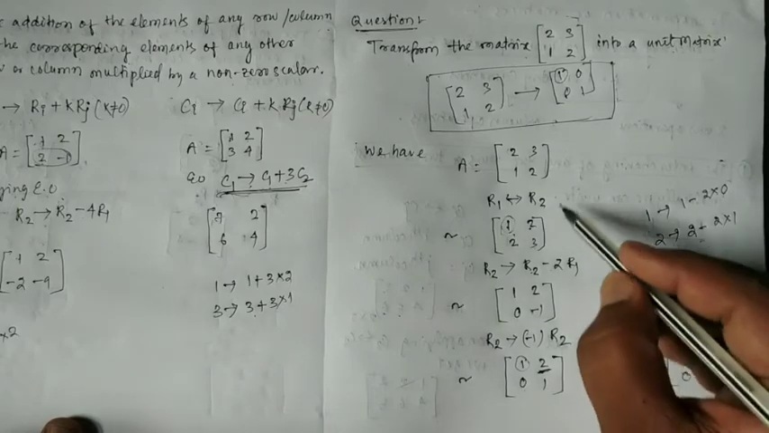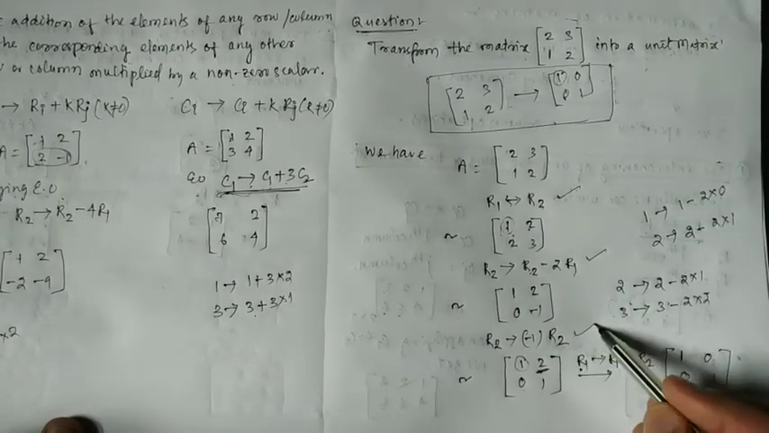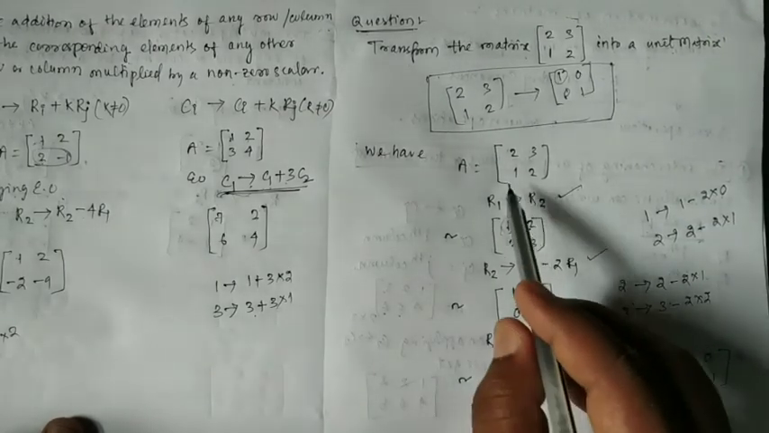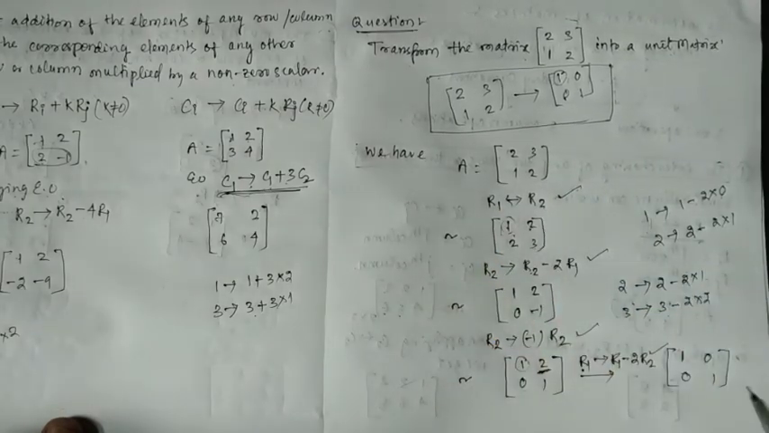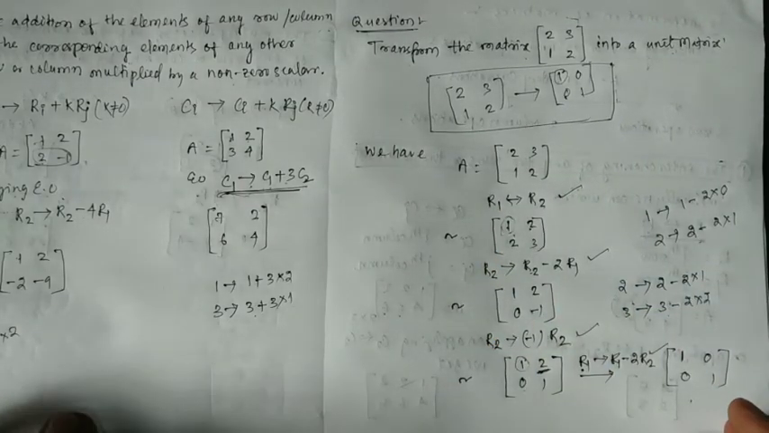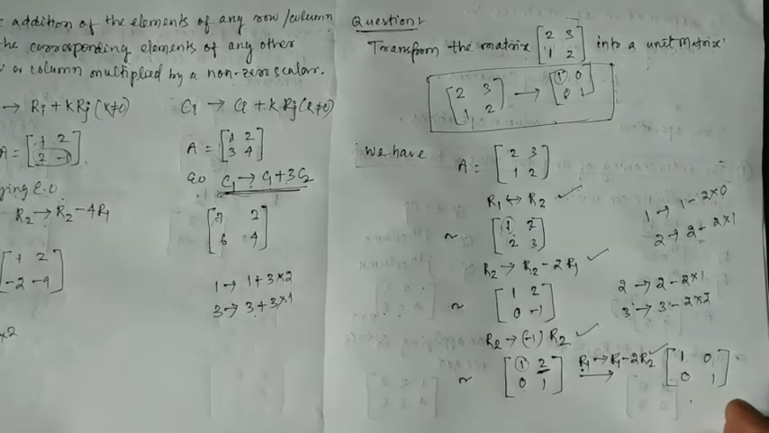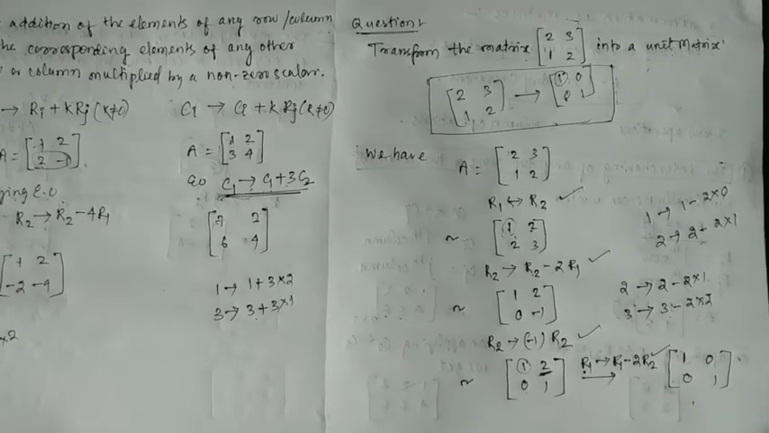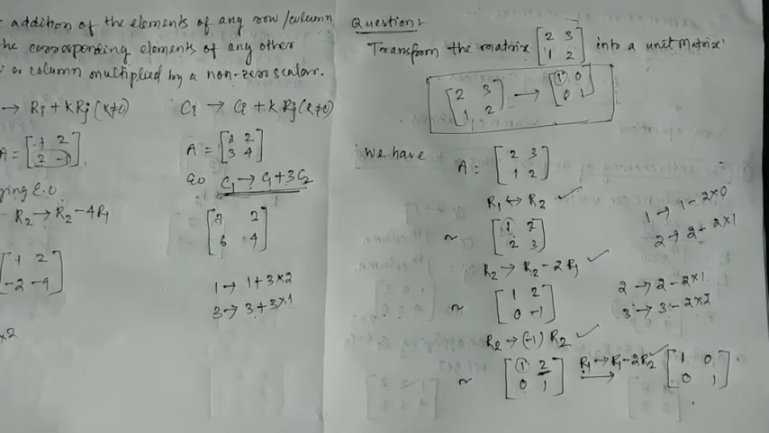So by using elementary row operations, we transform the given matrix into a unit matrix. Similarly, in case of a 3 cross 3 matrix, we can also apply either elementary row operations or column operations to convert a matrix into an identity or unit matrix. Next we see the topic inverse of a matrix.